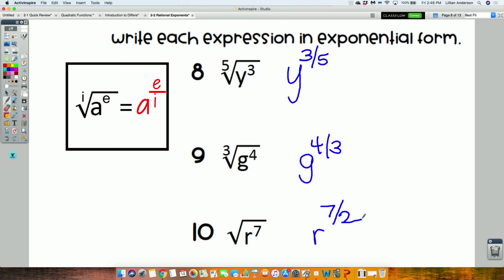Questions? What about, how would you rewrite that in exponential form? X to the 1 over 6. Yes, there's no exponent written here, but there is something there, an imaginary 1. That's a 1/6. Everybody see that? So without it, it's not an accurate 1. Questions? Okay.